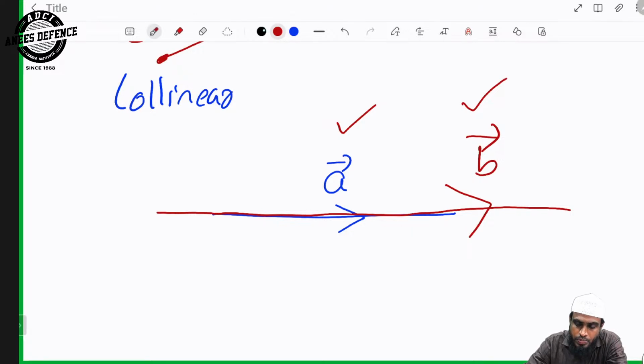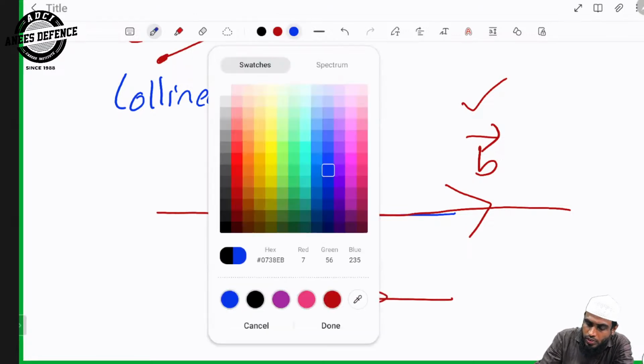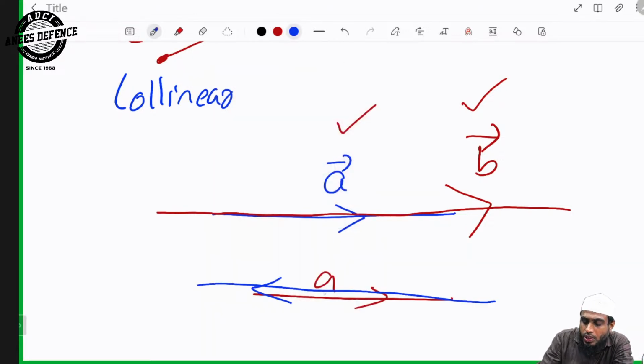The opposite case is also the same. For example, this is A vector, and another vector is in the opposite direction, but above the same vector. The second vector is above the first vector. Then you can say that they are collinear vectors.